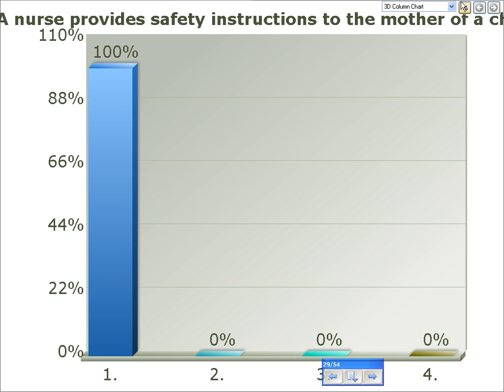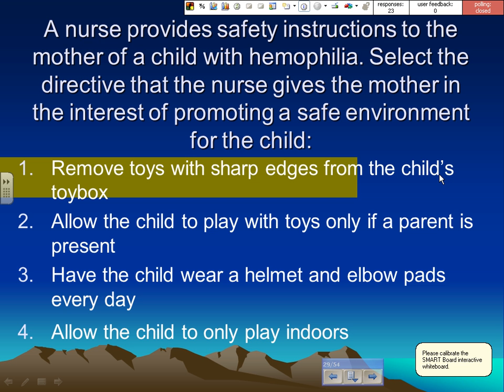And once again, 100% picked number 1 because? Because it didn't have any absolutes in it. Number 2 has only, number 3 has every day, number 4 has only play indoors.